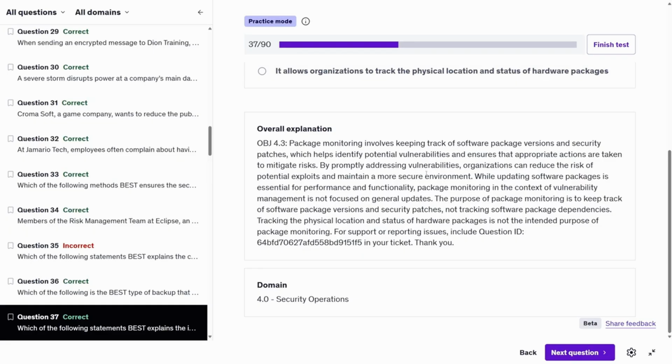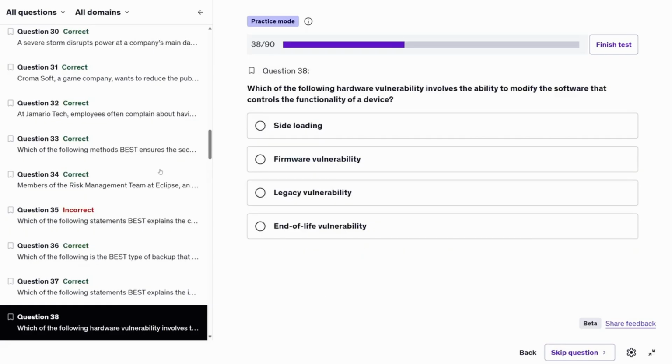While updating software packages is essential for performance and functionality, package monitoring in the context of vulnerability management is not focused on general updates. The purpose of package monitoring is to keep track of software package versions and security patches, not tracking software package dependencies. Tracking the physical location and status of hardware packages is not the intended purpose of package monitoring. Which of the following hardware vulnerabilities involves the ability to modify the software that controls the functionality of a device?